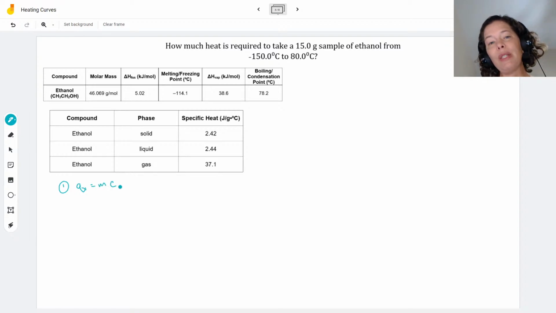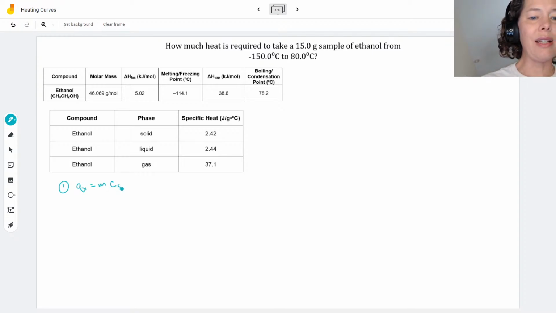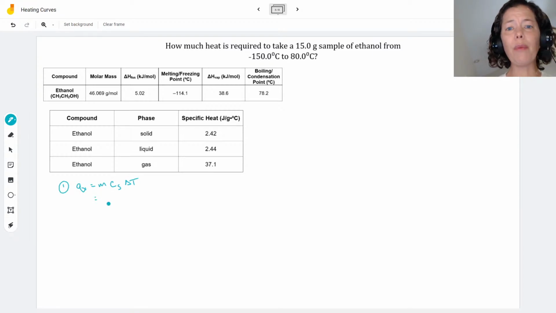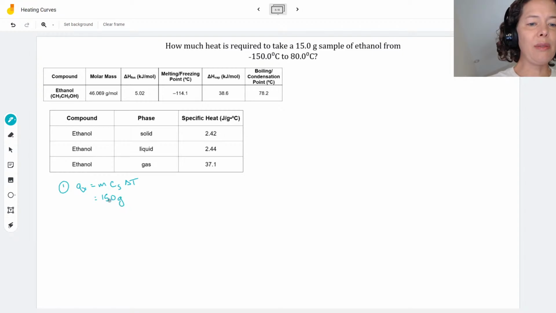Remember, this specific heat needs to be the specific heat for the solid. So I'll put an S down here for solid. And we need the temperature change. All right, well, the problem gave us our mass. That's 15 grams. Oops, that decimal didn't show up. Now I need the specific heat again for the solid. That is 2.42. And that is joules per gram times degrees Celsius.